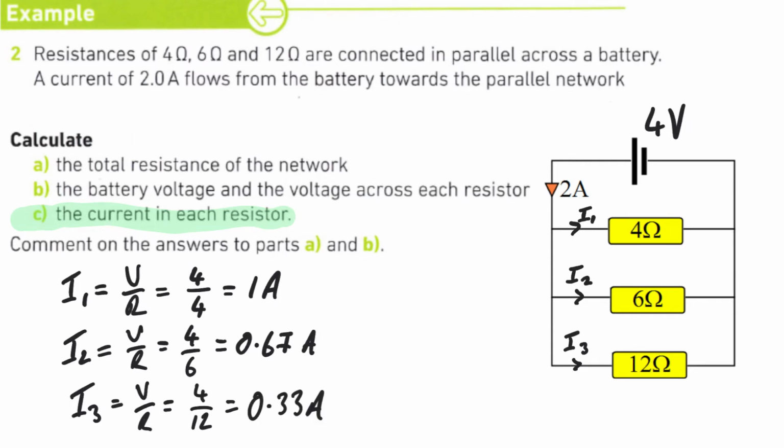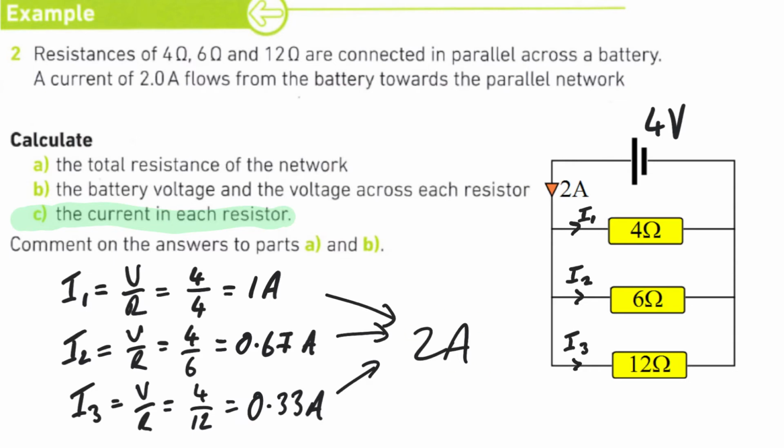And what we notice is that these currents all go together to make the 2 amps that we already knew about. Because the current coming down from the battery has to split into these 3 currents, and so the 2 amps must be in these branches, which is why the currents in these branches still add up to 2 amps.